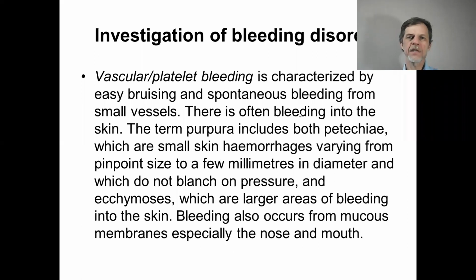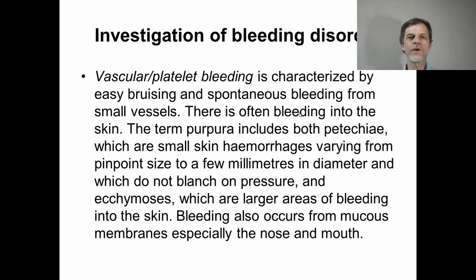Vascular platelet bleeding is characterized by easy bruising and spontaneous bleeding from small vessels. There is often bleeding into the skin. Now you know that of course, if you hit yourself or someone hits you, you may find blue and black marks after some time. This is the result of bleeding into the skin, and this is normal. Then it disappears. But if the same blue and black marks appear without any hit, just because of touching, sometimes the patient can't even understand why they appear. In this case, we talk about easy bruising syndrome.